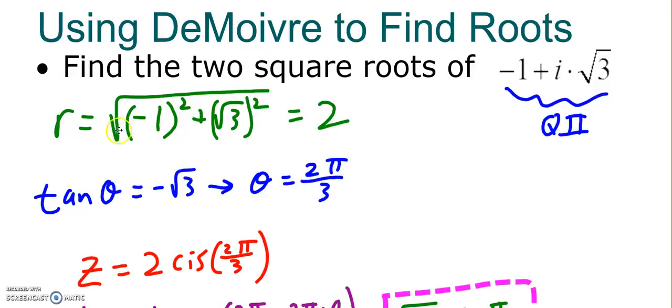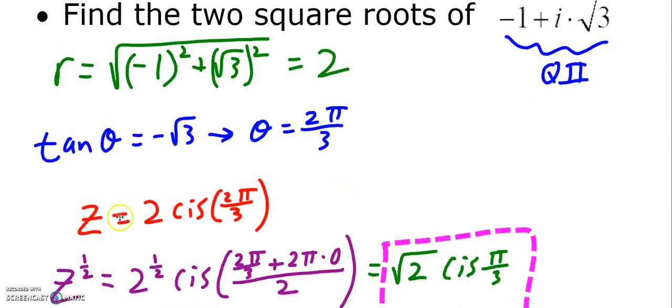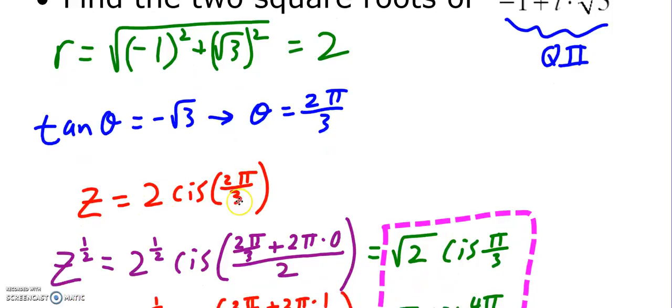I found my r value, the square root of a squared plus b squared, and I got 2. That's a nice number. Tangent of theta equals negative root 3 if I divide b by a. So in quadrant 2, tangent equals negative root 3 at 2 pi thirds. So I know my original number in trig form is 2 CIS of 2 pi thirds.